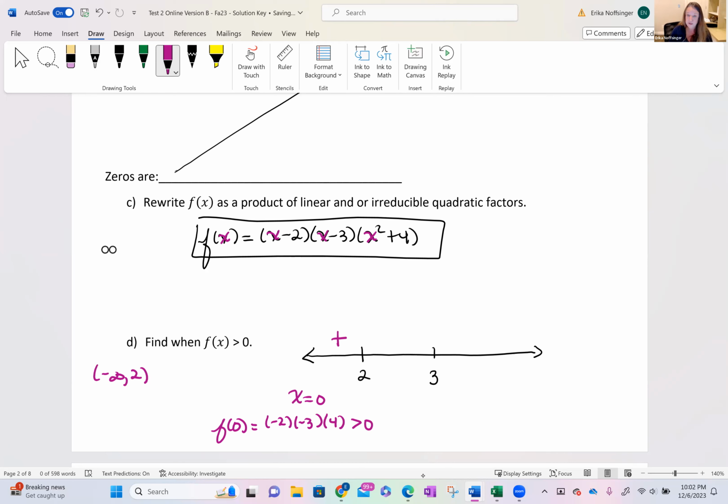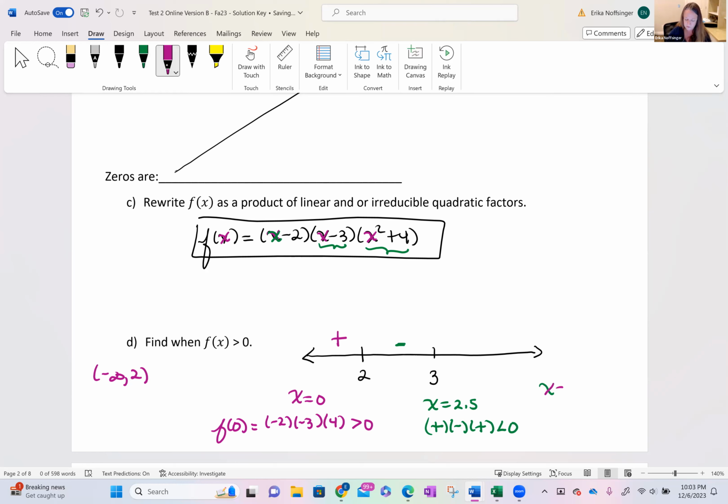Now choose a number between 2 and 3. So how about x equals 2.5? So if we plug in 2.5 here, we get 2.5 minus 2 is positive. 2.5 minus 3, that's a negative. And 2.5 squared plus 4 is a positive number. Multiplying a positive times a negative times a positive is a negative number, so that's less than 0. This is below the x-axis. It's a negative number. So one other number to try.